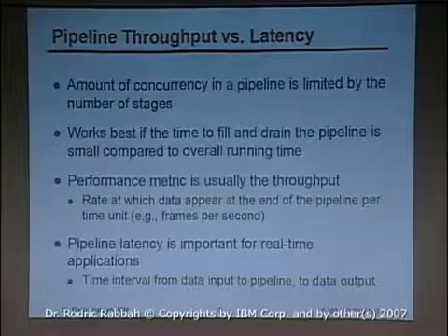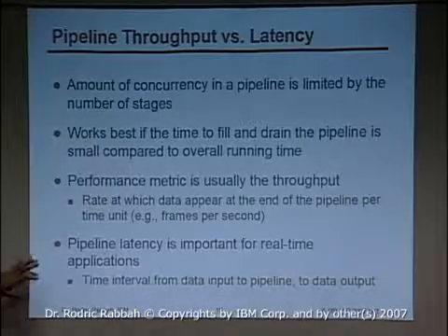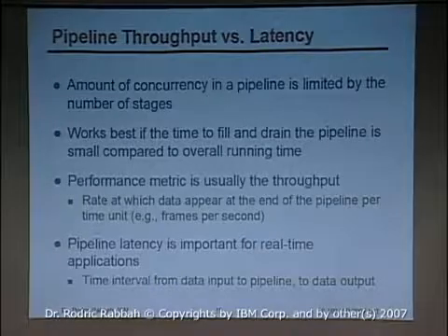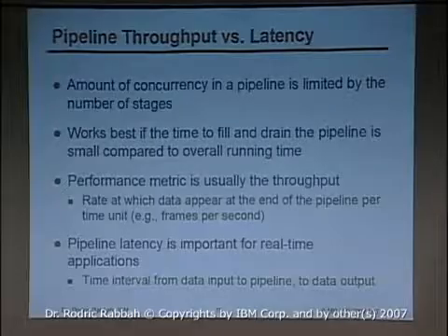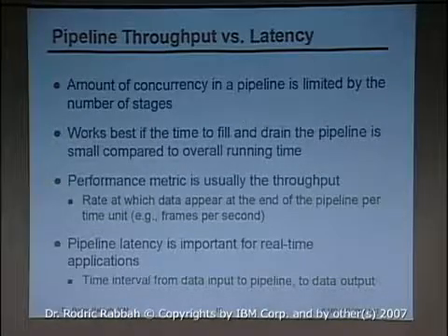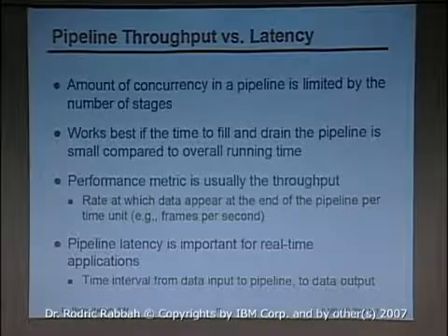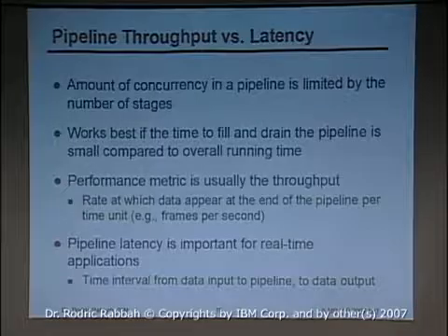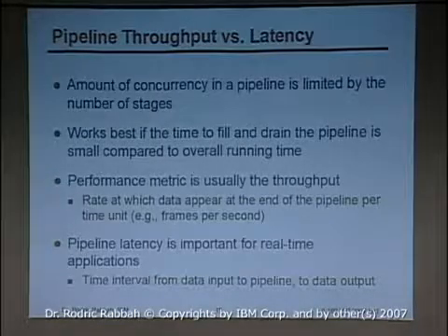In video encoding, it's the frames per second that you can produce. The pipeline latency, though, is important, especially in real-time applications where you need a result every 10 milliseconds. Your pacemaker, for example, has to produce a beep or a signal to your heart at specific rates. So you need to consider your pipeline throughput versus your pipeline latency, and that can determine how many stages you might want to decompose or organize your application into.